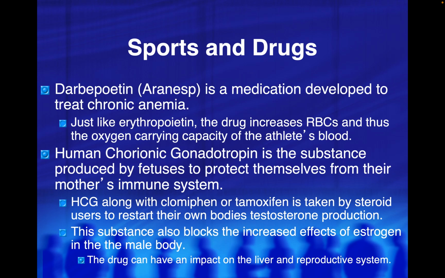Human chorionic gonadotropin is a substance produced by fetuses to protect themselves from their mother's immune system. HCG, along with clomiphene and tamoxifen, is taken by steroid users to restart their own body's testosterone production. This substance also blocks the increased effects of estrogen in the male body. The drug can have an impact on the liver and the reproductive system.